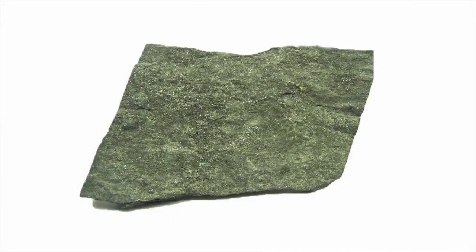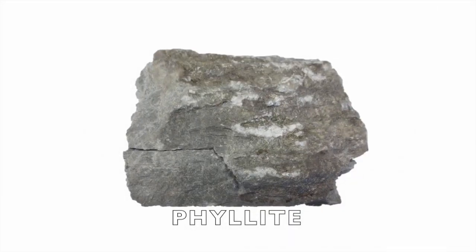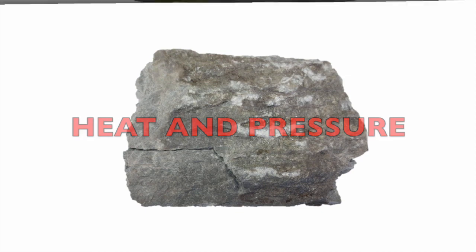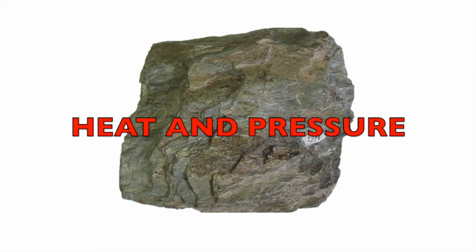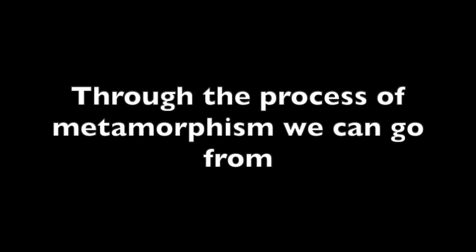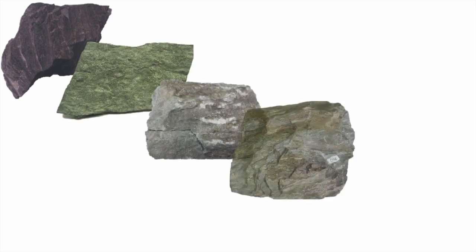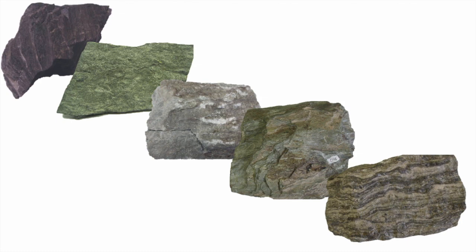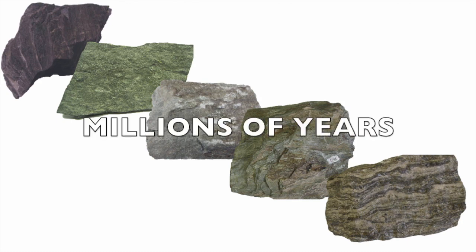Here's an example. We'll start with slate, which is a metamorphic rock made from shale, which is a type of sedimentary rock. Now, if we take this slate and expose it to a lot of heat and pressure, it will change into phyllite. If we expose the phyllite to heat and pressure, we'll get schist. And if we add more pressure, we'll get gneiss. Through the process of metamorphism, we can go from shale to slate to phyllite to schist to gneiss. Of course, it will take millions of years.